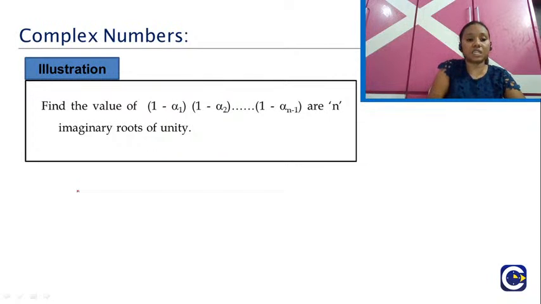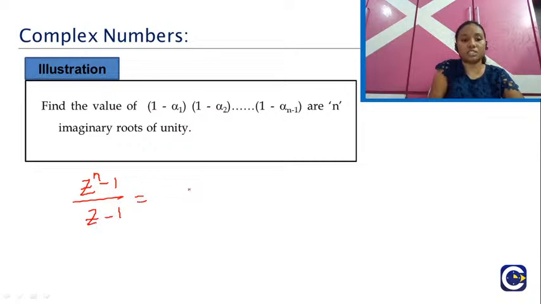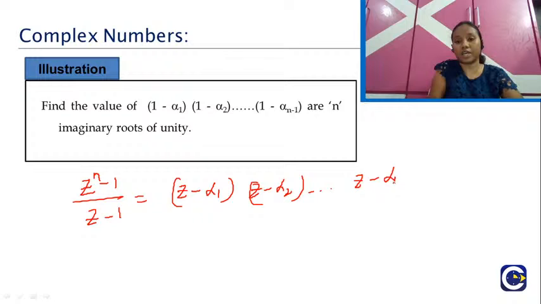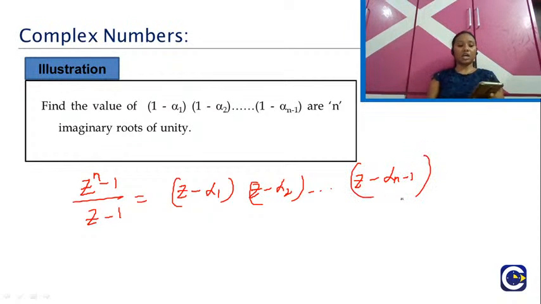So far you must be clear until the step z power n minus 1 by z minus 1 is equal to z minus alpha 1 into z minus alpha 2, and so on until z minus alpha n minus 1. I'm not going to do the rest right now, because I just want to give you a view of how you actually get questions related to the nth roots of unity. The complete thing we will see when we do the chapter of limits and continuity. If you are clear until this step, you can solve it easily by applying the limits concept.